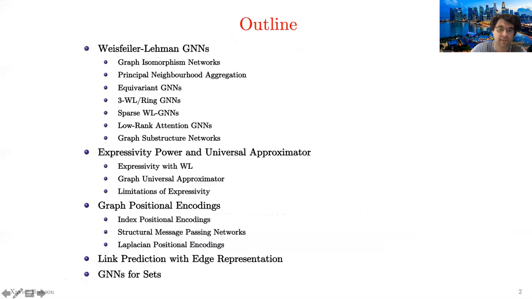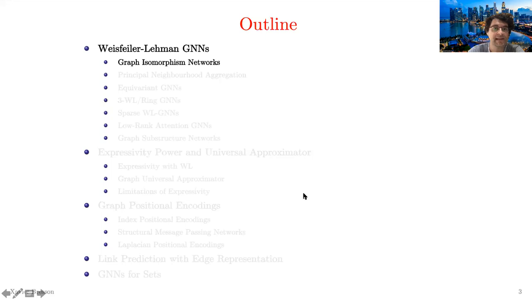So here is the outline of the talk. So first of all, we are going to talk about Weisfeiler-Lehman graph neural networks (GNNs). Then we will speak about expressivity power and universal approximator. We will also study graph positional encodings, link prediction with edge representation, and we will finish with GNNs for sets.